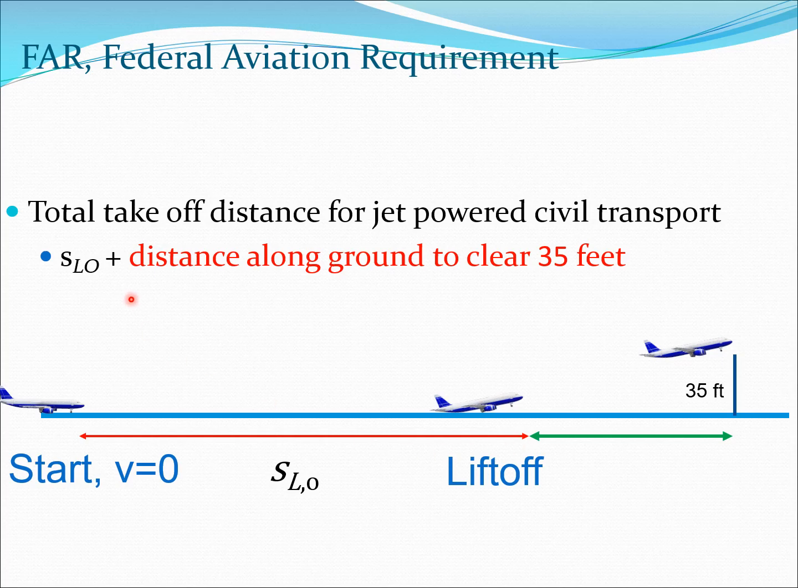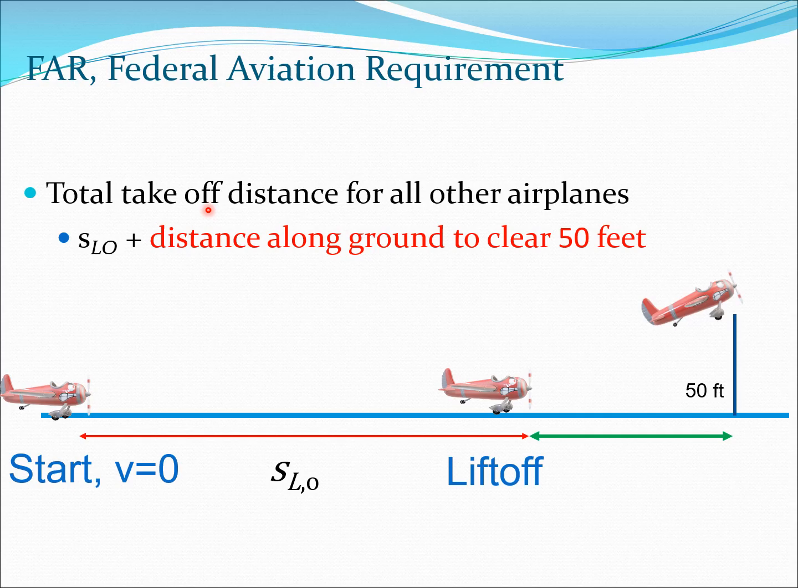Now there is certain extra requirement given by the FAR, or the Federal Aviation Requirement, and this is that the total takeoff distance for a jet powered civil transport is SLO plus the distance on the ground to clear 35 feet. So essentially you take this distance SLO, which we have calculated, and you add a certain amount of distance, which I have shown in this green line here, so that the aircraft can clear this height which is out there. Now if you are looking at all remaining airplanes, then the requirement is that it should be SLO plus the distance on the ground to clear 50 feet.